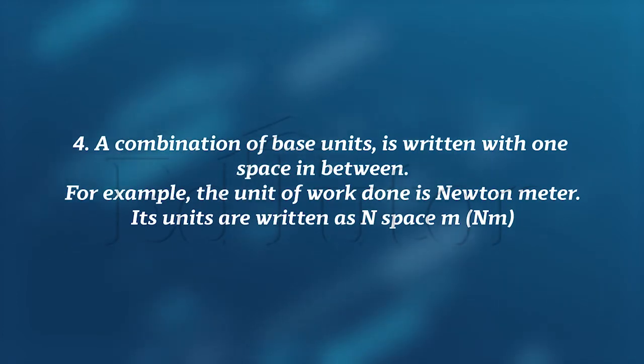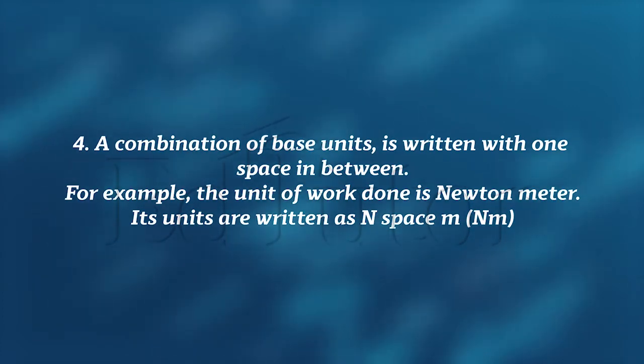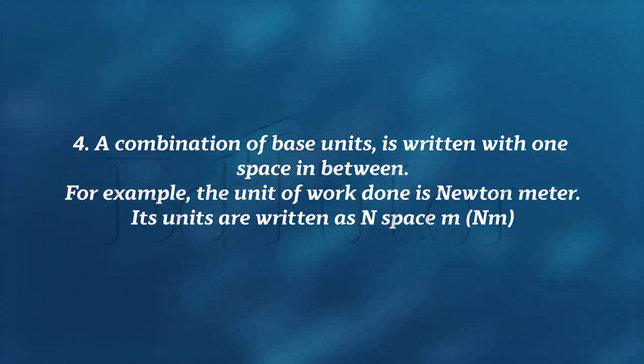Point number 4. A combination of base units is written with one space in between. For example, the unit of work done is newton meter. Its units are written as N space m.